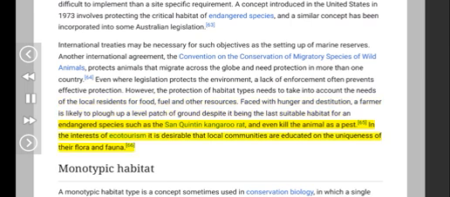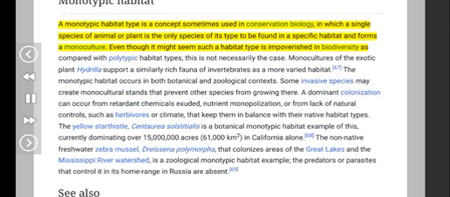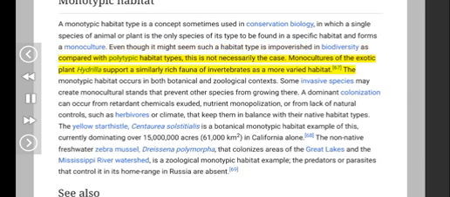65. In the interests of ecotourism, it is desirable that local communities are educated on the uniqueness of their flora and fauna. 66. Monotypic habitat. A monotypic habitat type is a concept sometimes used in conservation biology, in which a single species of animal or plant is the only species of its type to be found in a specific habitat and forms a monoculture. Even though it might seem such a habitat type is impoverished in biodiversity as compared with polytypic habitat types, this is not necessarily the case. Monocultures of the exotic plant hydrilla support a similarly rich fauna of invertebrates as a more varied habitat.